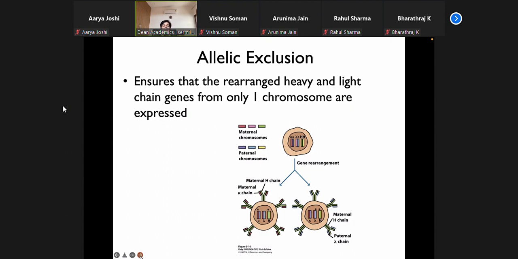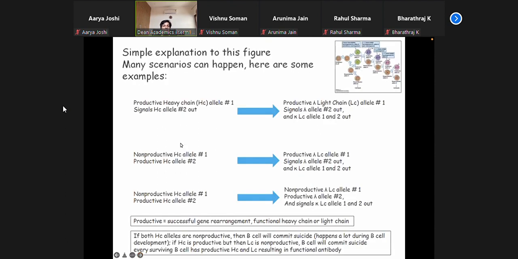And this process happens because you have to give your cells a chance to make every possible arrangement, to assemble or rearrange these VDJs in the chromosome so that you can actually generate these receptors. This is what allelic exclusion means. So consider the situation here. Okay, so as you know, many situations can arise.